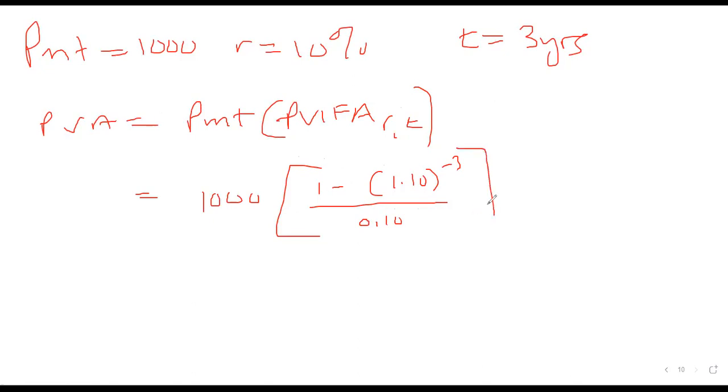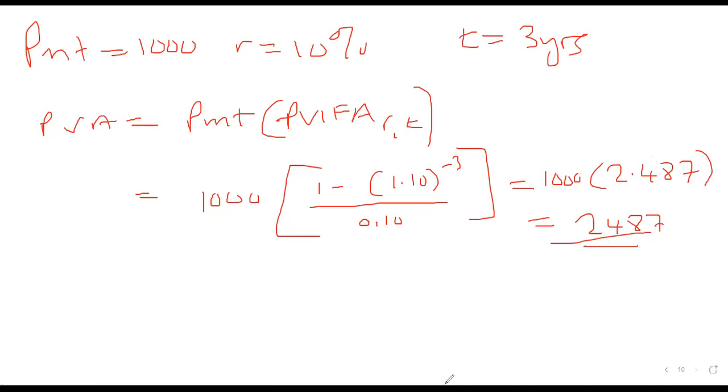divided by the interest rate. So here when you compute, we're going to have 1,000. Then here we're going to have 2.487. So this one is the same as what? 2,487. That is the amount that we have as present value annuity. Okay.